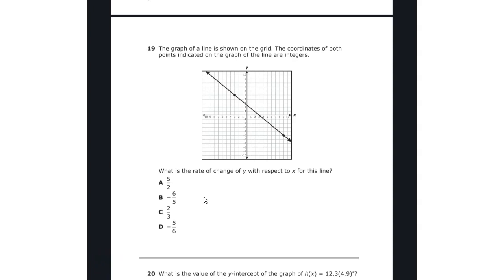Okay, so our slope is going to be rise over run. So let's go ahead and draw a triangle here. So slope, rate of change is the same as slope, which is rise over run. So we have from 5 to -5, so that is -10. Then we have from -3 to 9, that's going to give us 12. So -5/6.